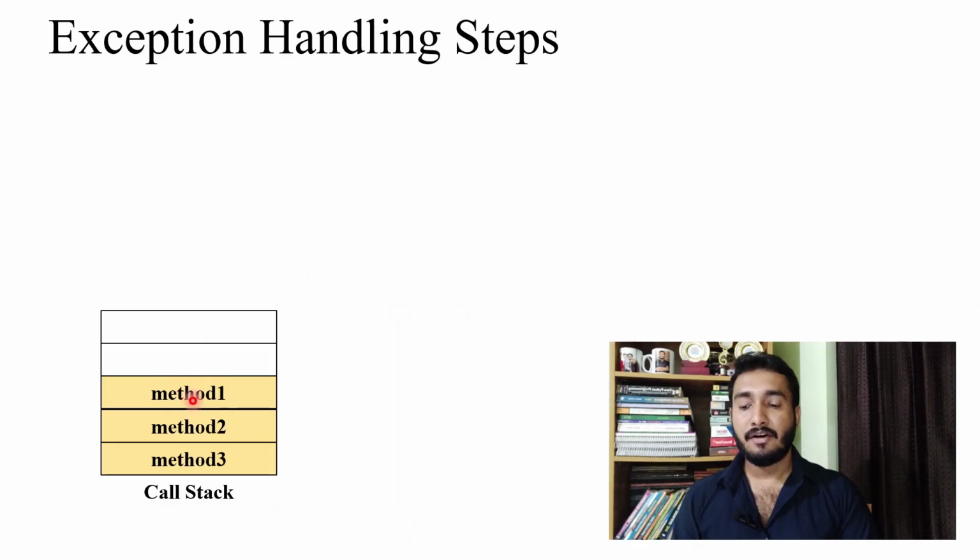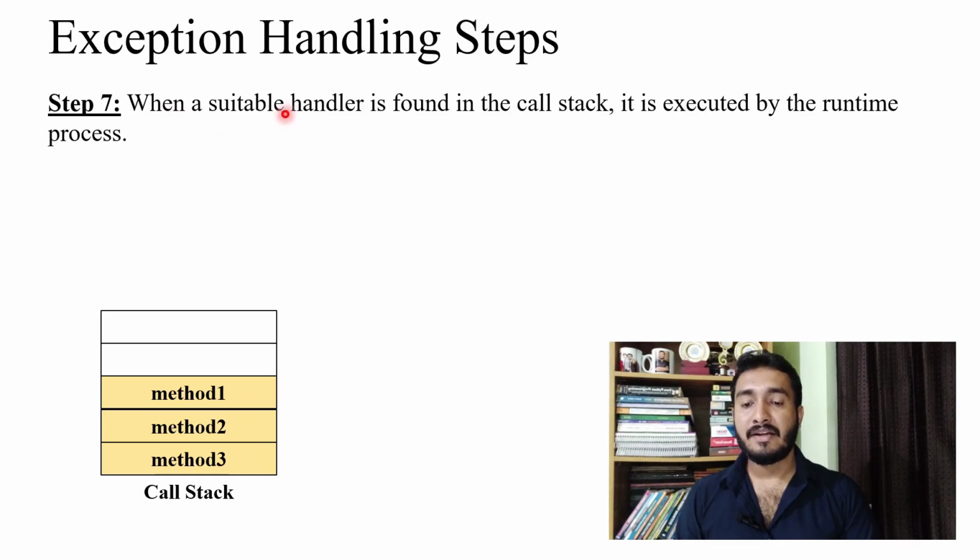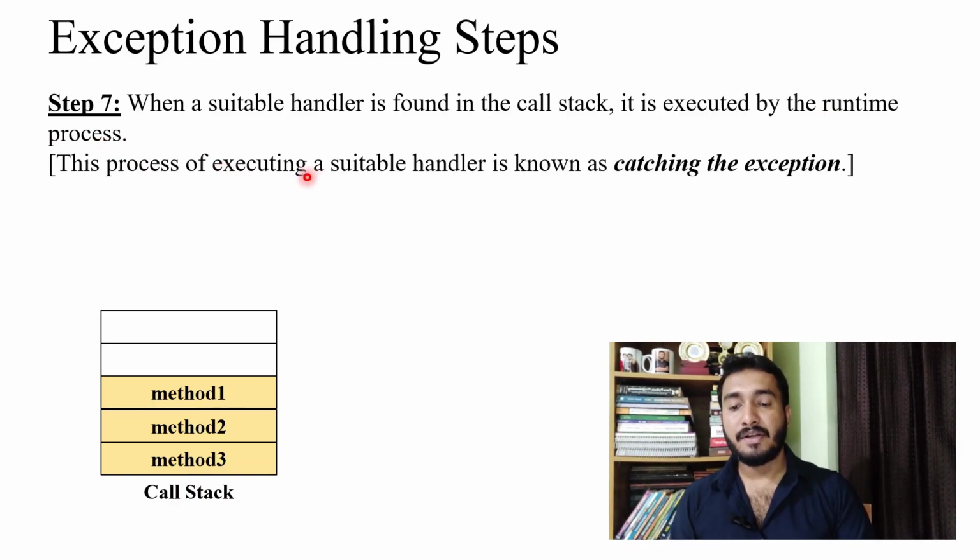Look at the call stack. On top you have method 1. If the except block is not found in method 1, the runtime system will go back to method 2 and check whether there is any except block. If an except block is not found in method 2 also, it will go back to method 3 and search for the except block. When a suitable handler is found in the call stack, it is executed by the runtime process. In our previous example, the suitable handler is found in method 3, so it is executed by the runtime process. This process of executing a suitable handler is known as catching the exception.